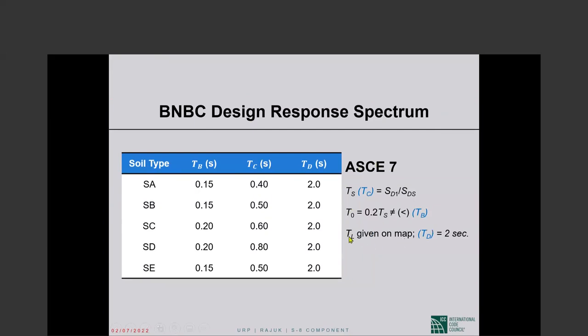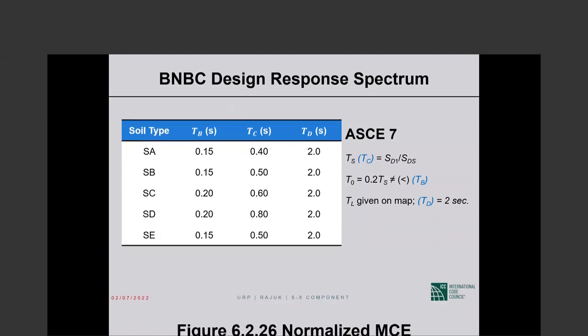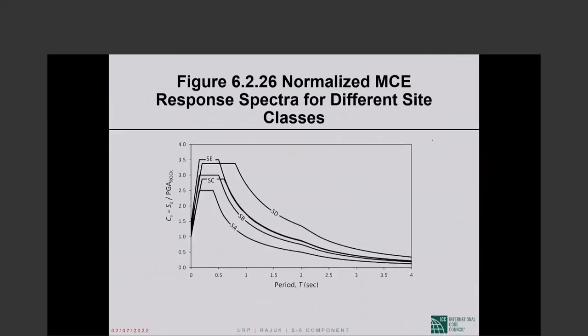The T sub L of AC7 is given on a map. T sub D here is 2.0 seconds, as you can see. The T sub 0 and T sub B are not the same. Okay. The T sub 0 is typically lower than T sub B, or T sub B is higher than T sub 0. So no, not a lot of new points made on that table.